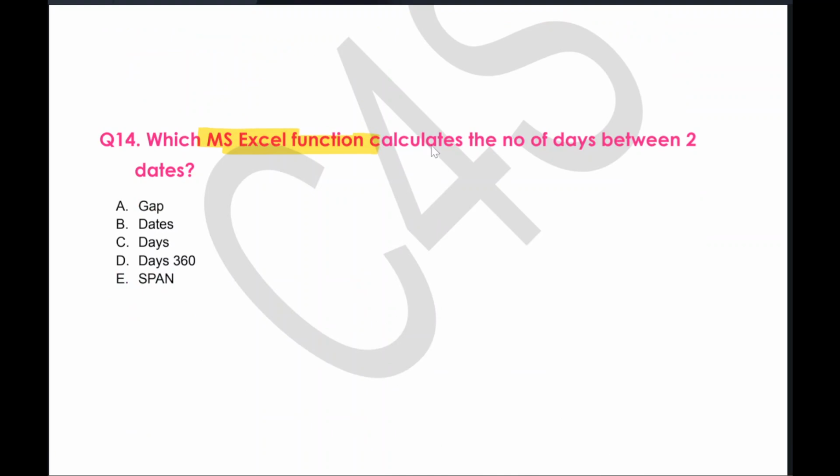Which MS Excel function calculates the number of days between two dates? The Excel function for the number of days between two dates is DAYS, so equals DAYS.